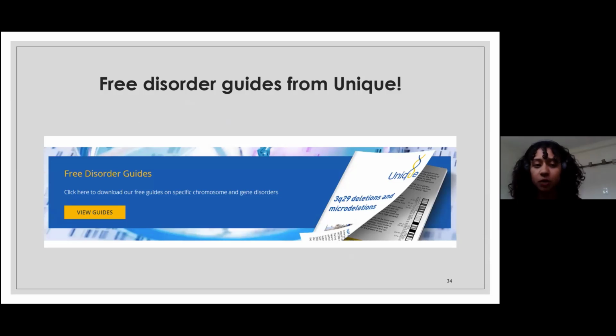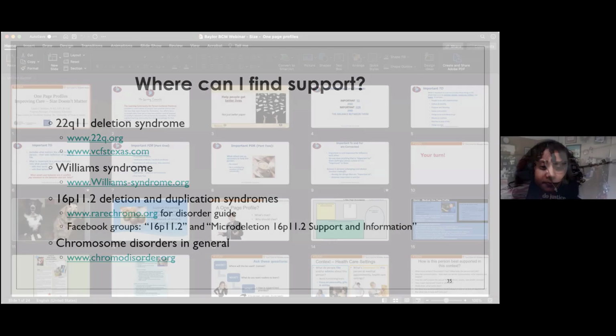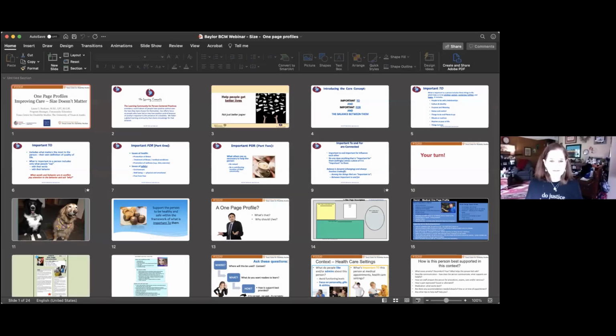If you go to rarechromo.org, or if you even Google Unique disorder guide, you'd probably be able to find it. And you should be able to find this on their slides, on their website. And so support groups for these particular syndromes, we've listed them out here. And I think we could probably make them available in the chat box as well, if y'all wanted to learn about these specific syndromes.